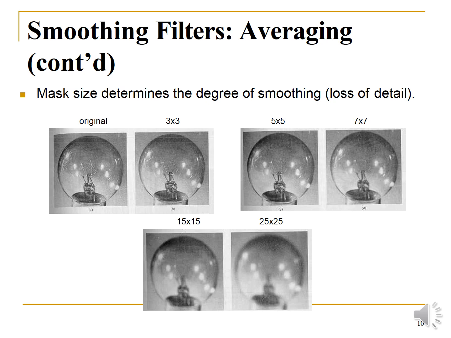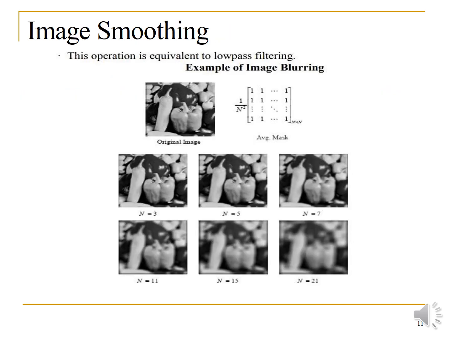Mask size determines the degree of smoothening, that is, the loss of detail. In the first image, the original image, you can see how clear it is. After that we consider 3 cross 3, then 5 cross 5, then 7 cross 7, then 15 cross 15, and finally 25 cross 25. We are applying the smoothening technique, and as the number of pixels increases, you can see the image becoming more blurred. This is another example.